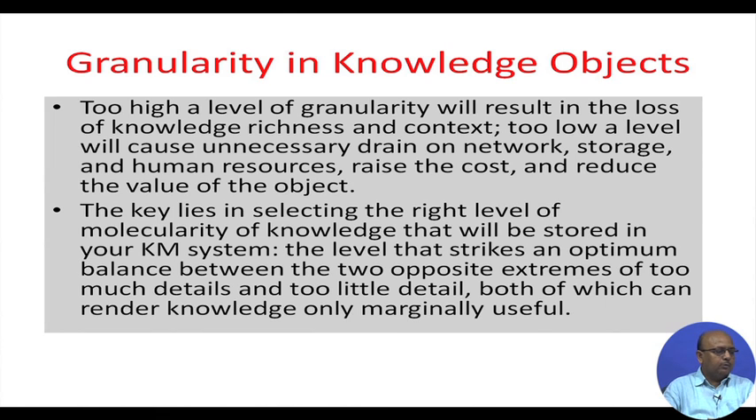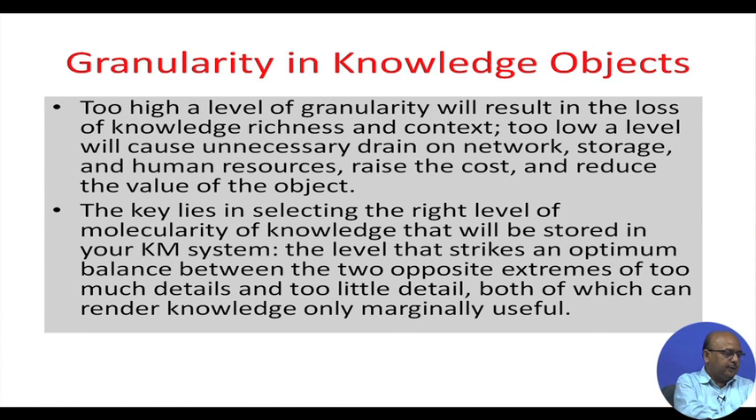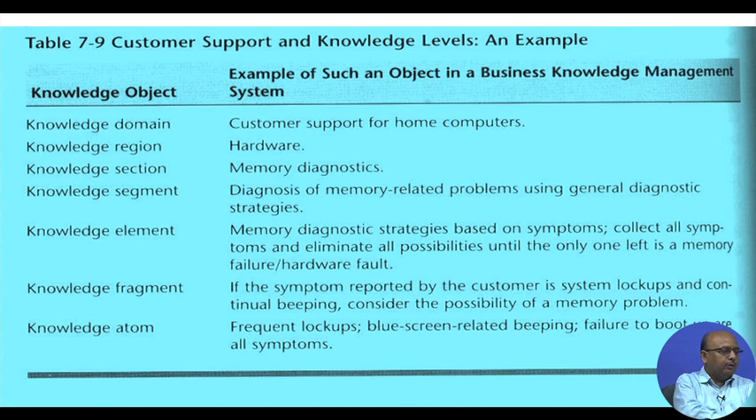So, you have to find out the right level of molecularity of knowledge which you need to store in the knowledge system. Starting from knowledge domain to knowledge atom, the molecularity goes down. It means the atom is the smallest part, and the domain is the biggest part. So, you have to see how you deal with it. Now, look at this example, which is related to customer support and knowledge level. This is another example of a knowledge management system in the area of business.